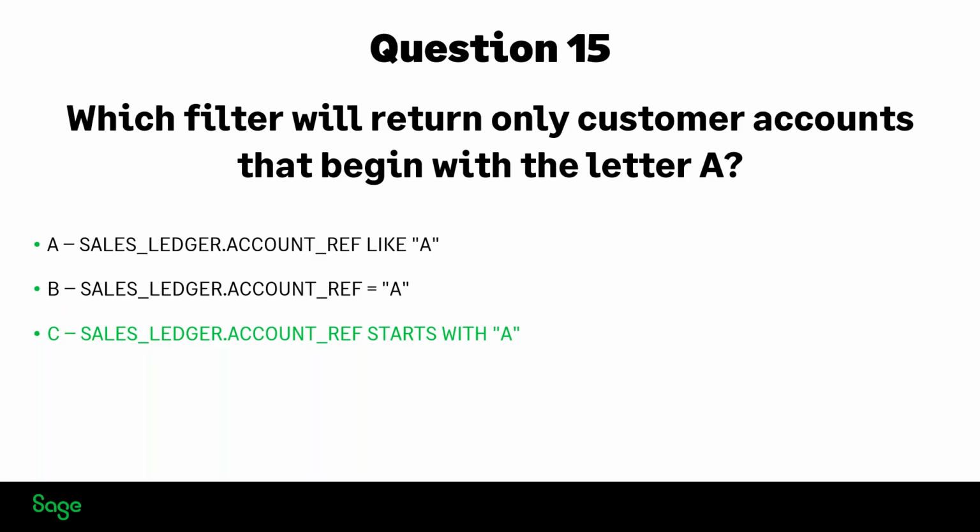But you could have something like is like A, and then maybe one of the wildcards to say, right, any string of characters after that. Answer C would generate the right results. If you'd gone for A or B, then that would only return the one customer account that is account reference A only.